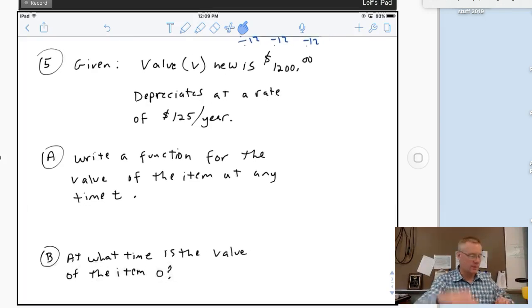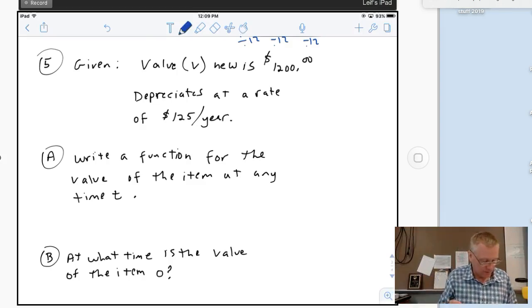I've got 2 of these. These are my last 2 problems. All right. Given the value V new is $1,200 and it depreciates at a rate of $125 a year. So the original value is $1,200. It goes down $125 per year. Write a function for the new value of the item at any time t.